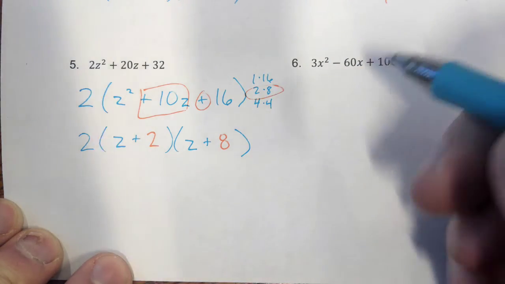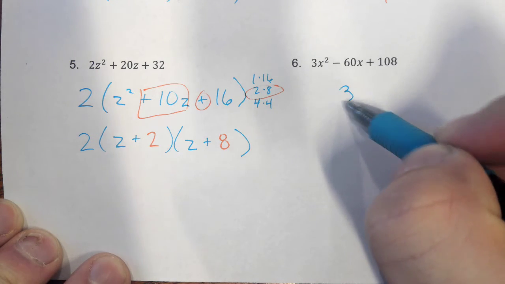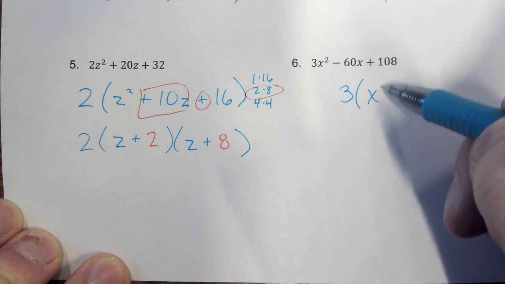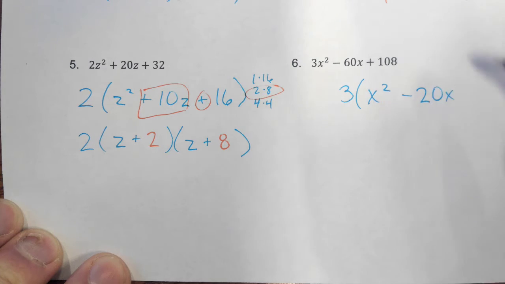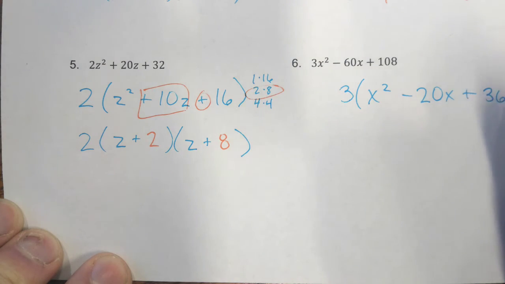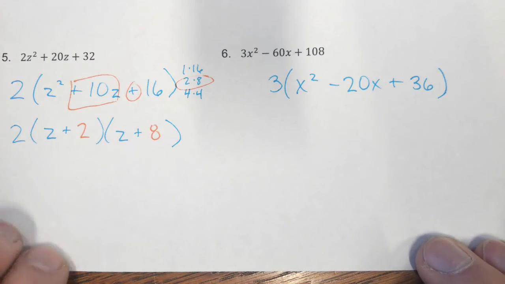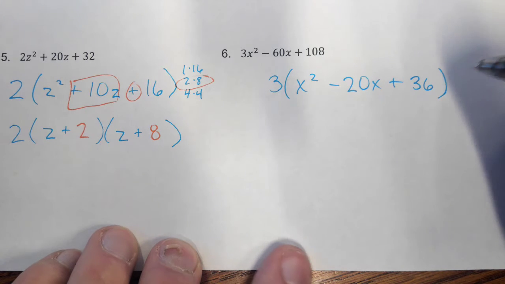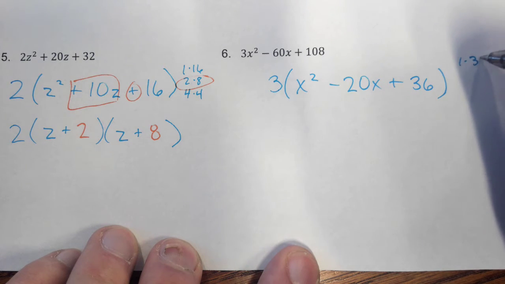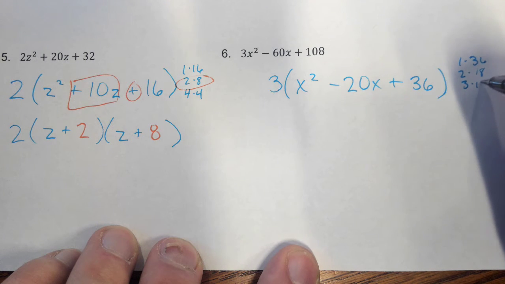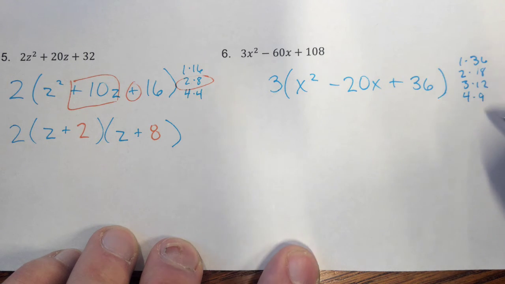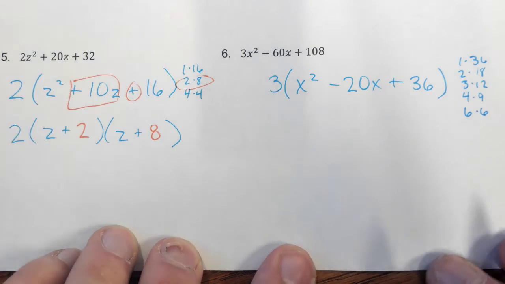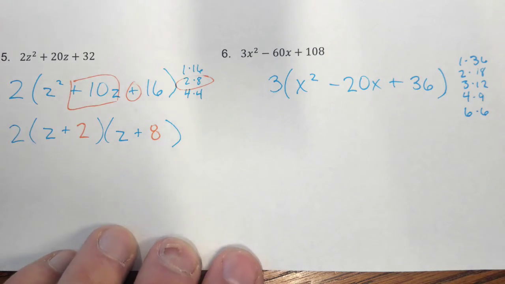So on 6, you should have seen that 3 divides all of those. If you were to divide by 3, that would be x squared minus 20x plus 36. Okay, then we focus on that third term, 36, the factors of 36. There are lots of them. 1 times 36, 2 times 18, 3 times 12, 4 times 9, and 6 times 6. All right, we've got those factors.